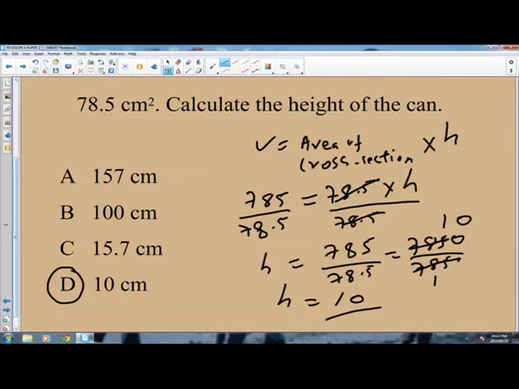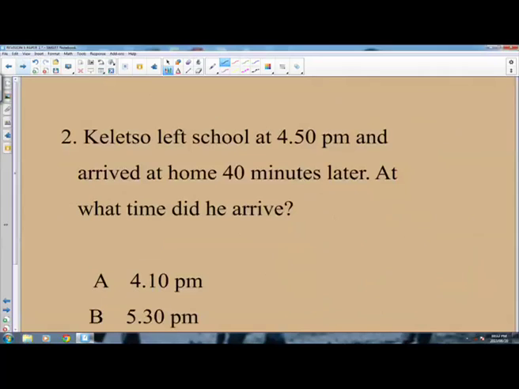And then the next question, Keletso left school at 4:50 p.m. and arrived at home 40 minutes later. At what time did he arrive? So he left school at 4:50 p.m. and arrived at home 40 minutes later. Then you are expected to find the arrival time. To find the arrival time, we will simply add the 40 minutes to 4:50 p.m. and then get the time.